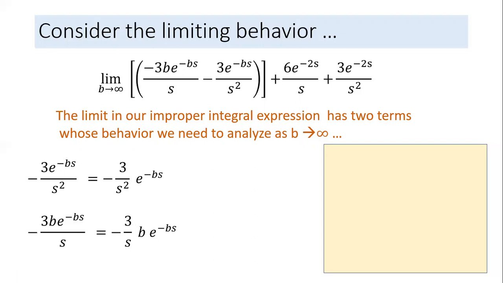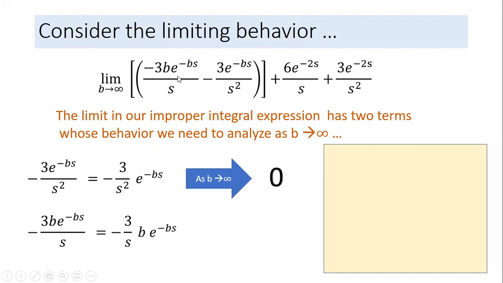What happens to this negative exponential, assuming that s is positive, and we'll assume that here? Then e to the minus bs is going to approach 0. And so therefore, if that approaches 0, then minus 3 over s squared times 0 also approaches 0 as well. So because that negative exponential tends towards 0 as b goes to infinity, we get a limit of 0. And that'll be the limit for this piece right here.